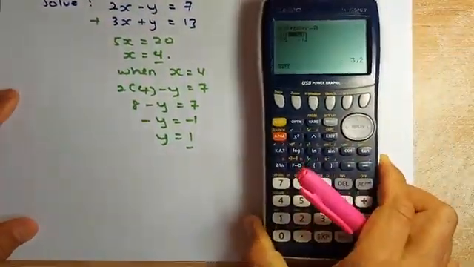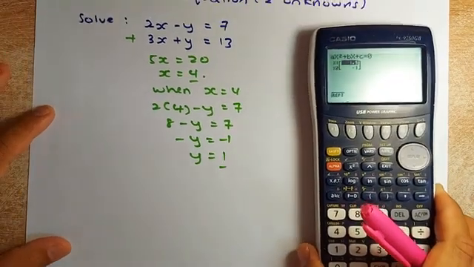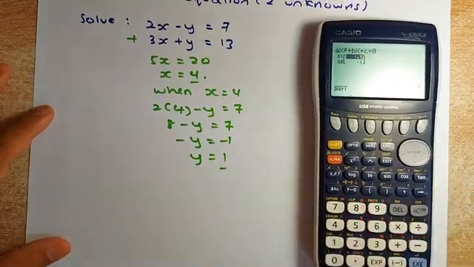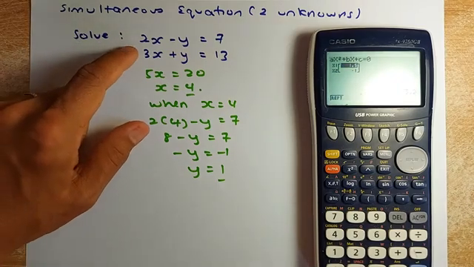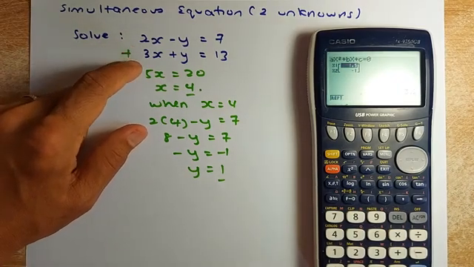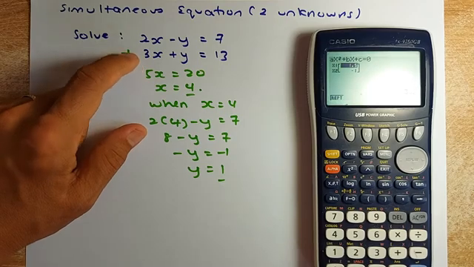Okay, last thing we're going to look at today is called simultaneous. Simultaneous equation means you have two unknowns and you have to solve the two equations. So now what we're going to do, we're solving this: 2x minus y equals 7, 3x plus y equals 13. There are two equations, there are two unknowns. We need to solve them.